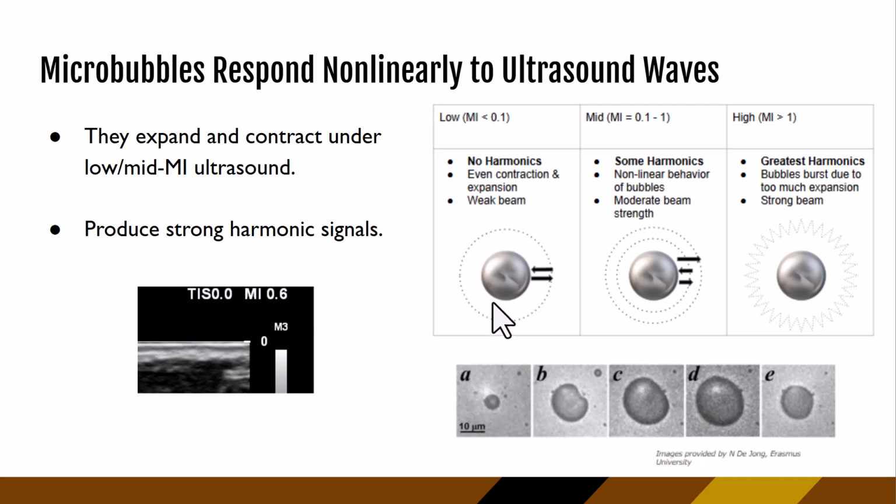If we use too low of a mechanical index, as we can see here, what we end up getting is just a very predictable shrink, expand. It's not nonlinear like these mid mechanical indices would give us. So really low mechanical indices actually don't give us any harmonics or contrast imaging out of those bubbles, and also are not effective for what we're trying to do.